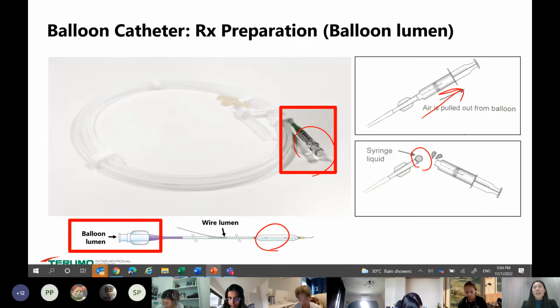This one you'll definitely be able to experience. You will be able to see how this negative pressure is done, so that when you fill your balloon, it will be completely filled without air bubbles.